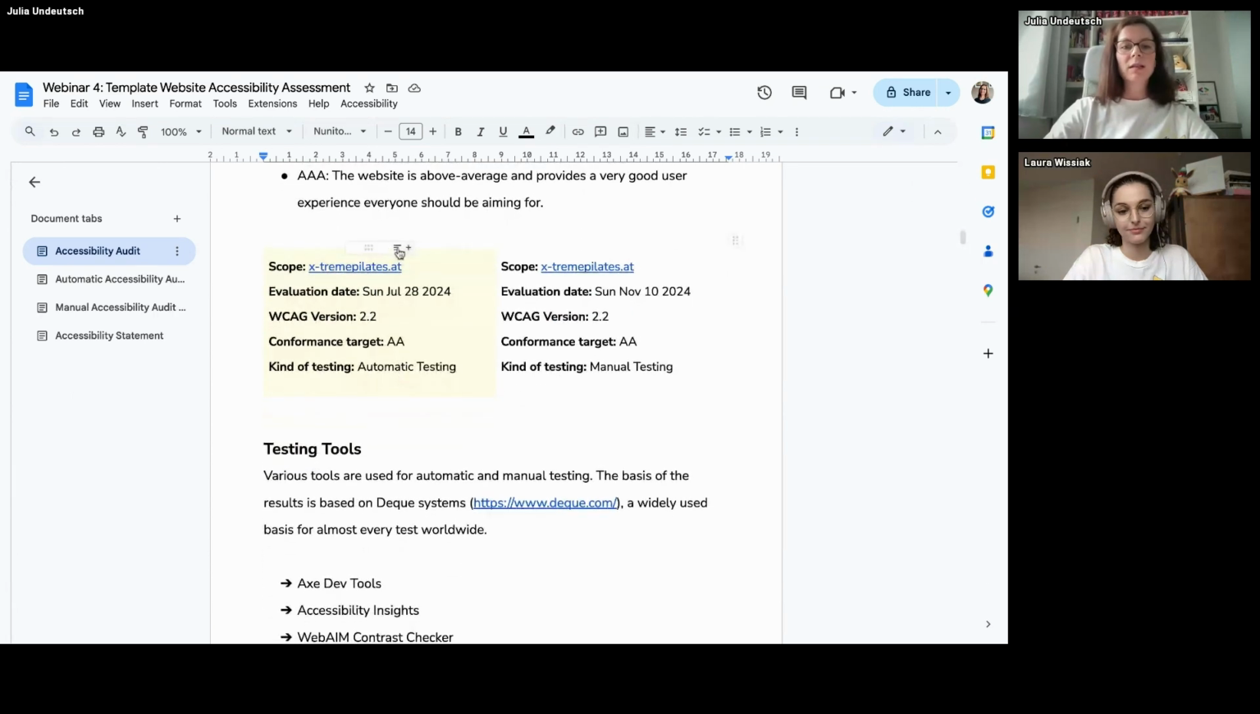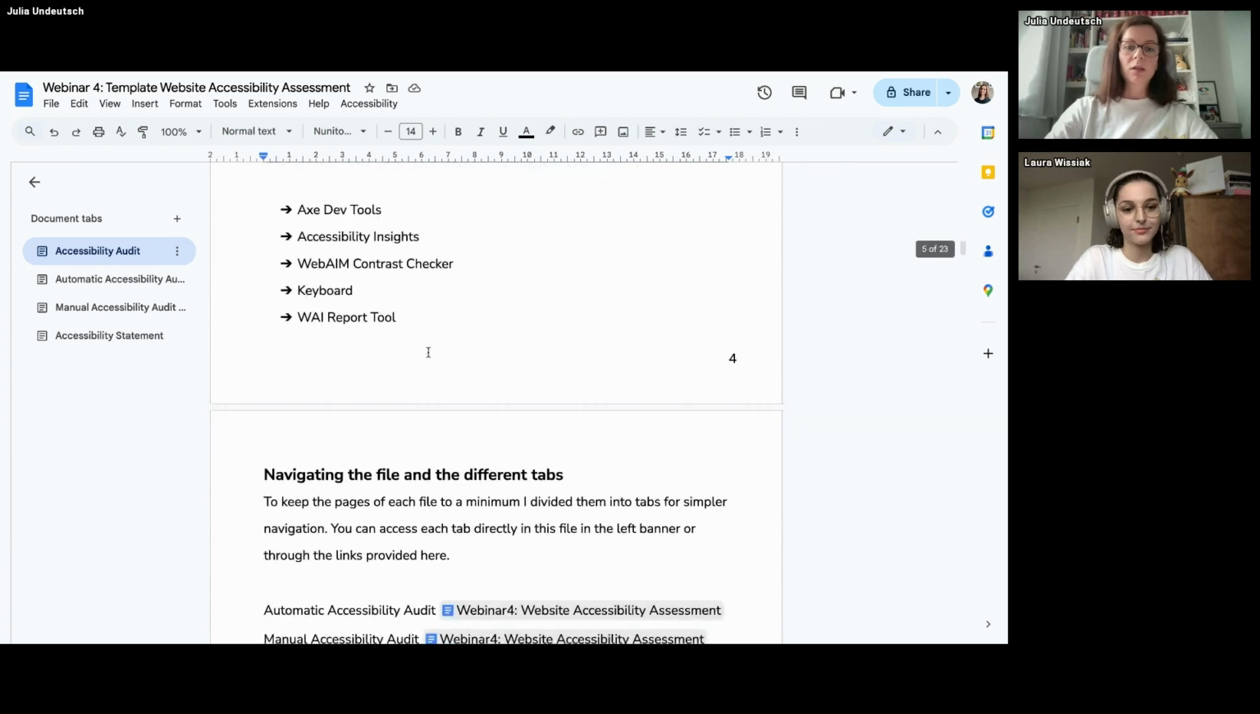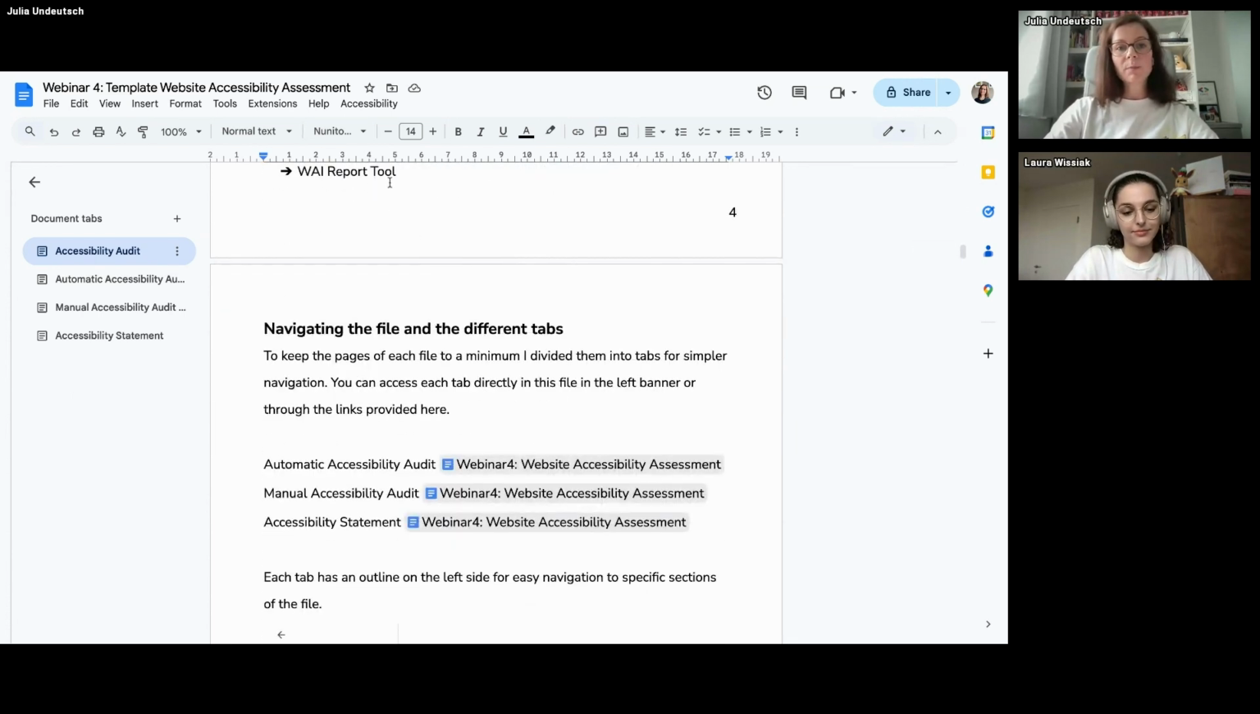The scope, and when I started to create the document and the two websites for the automatic testing and also for the manual testing, which tools I was using at the moment. The XDev tools, I talked about them in my latest webinar series, the automatic testing tools, Accessibility Insights, Web Contrast Checker, keyboard, and the reporting tools to structure the errors better.